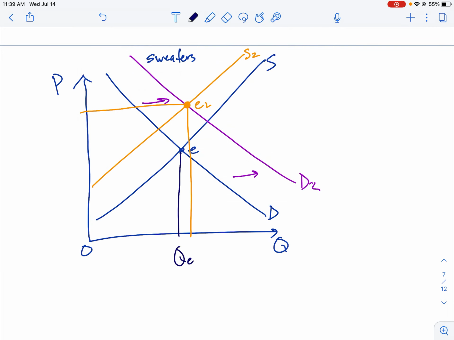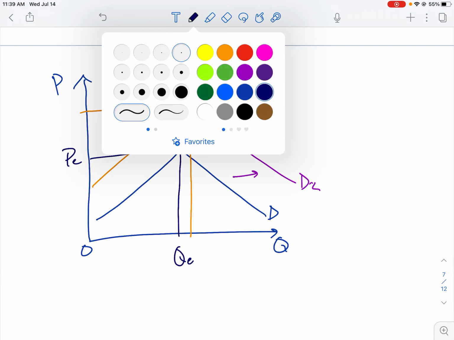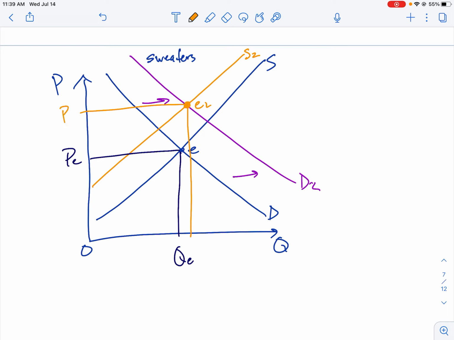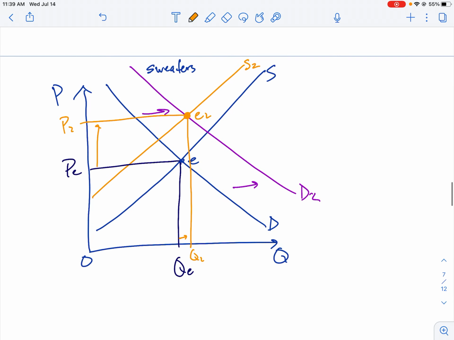And how does that compare to our initial starting point? I should have labeled this too. Here's the initial equilibrium. Here's the initial price in equilibrium. And so now, after both of these shifts, price has gone up, and equilibrium quantity has gone up a little bit. So you just have to draw both of them and see what happens.